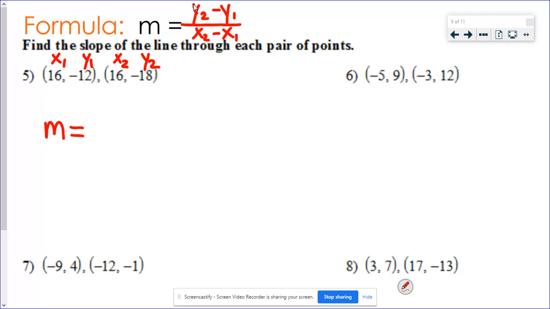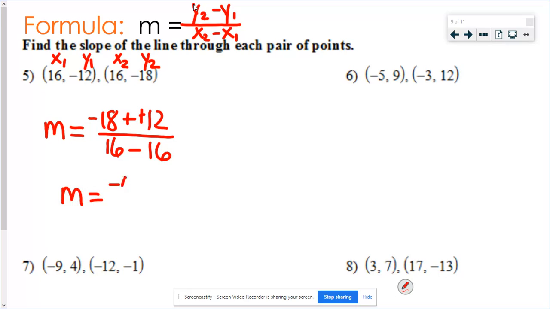So substituting into my formula, y sub 2 is negative 18 minus y sub 1 is negative 12. X sub 2 on the bottom is 16 and x sub 1 is also 16. Right there, that should tell you that there's an issue with this one. The numerator is going to be a negative 6. The denominator, though, is 0. This is undefined. By the way, undefined is not a no solution. You can't just use the 0 with a slash through it. You have to say that it's undefined.